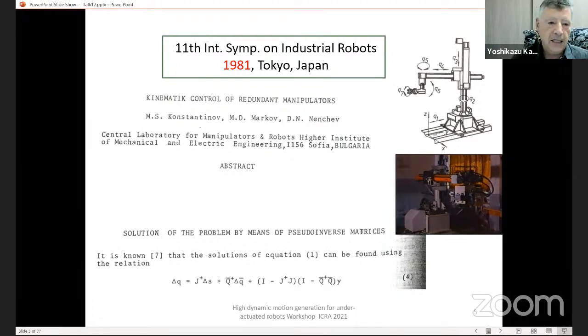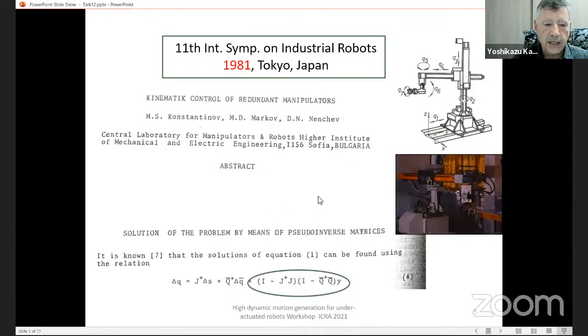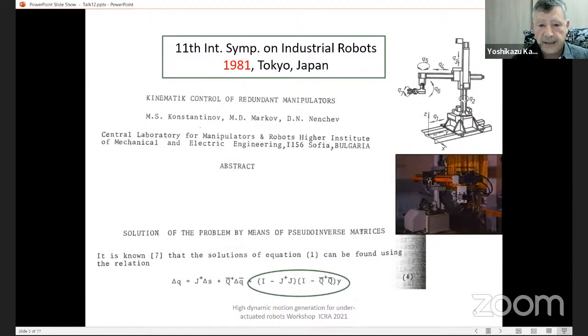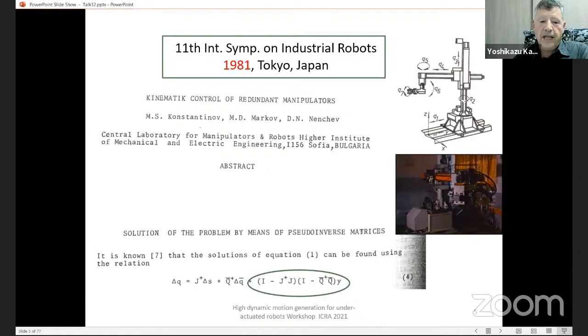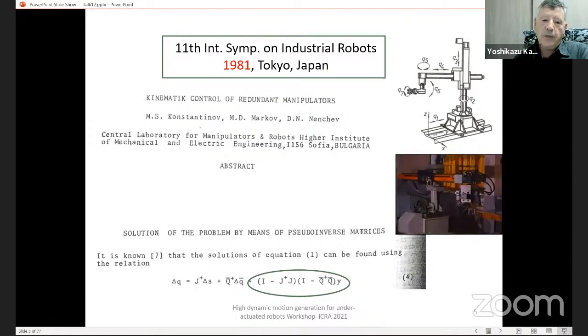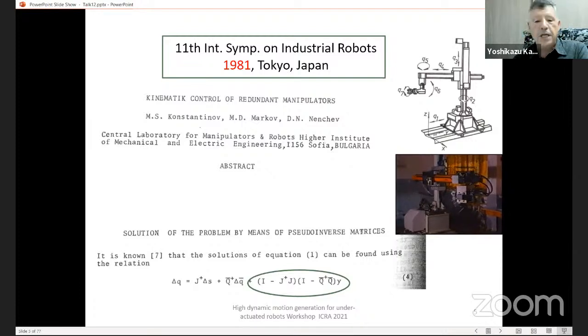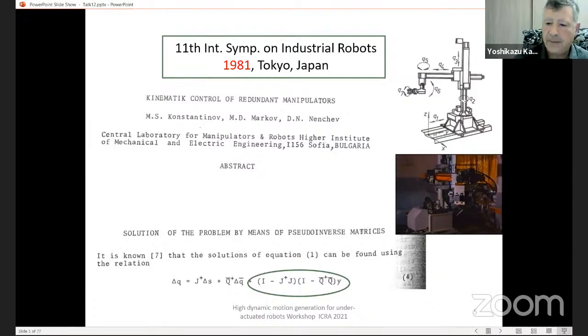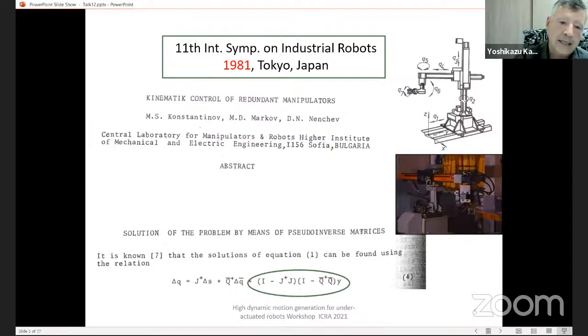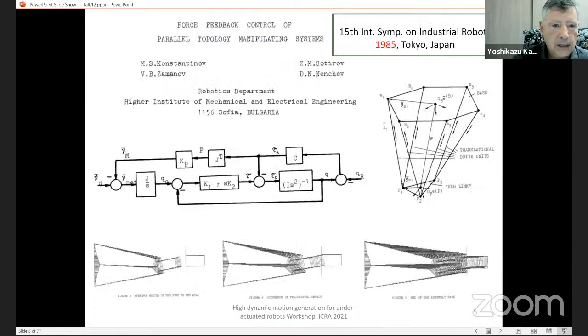Now it's very easy. But I came up with this equation here, and as you can see, it's quite familiar now, but at that time it was the first paper where it was published. So you have nested null spaces. One is the Jacobian null space, and another one is the remaining degrees of freedom null space. Later this method became known as the task priority method.